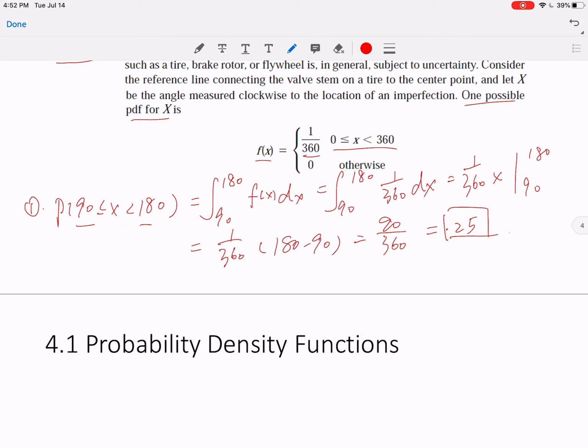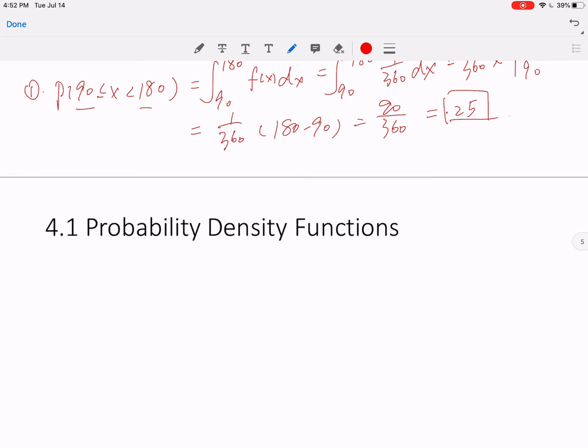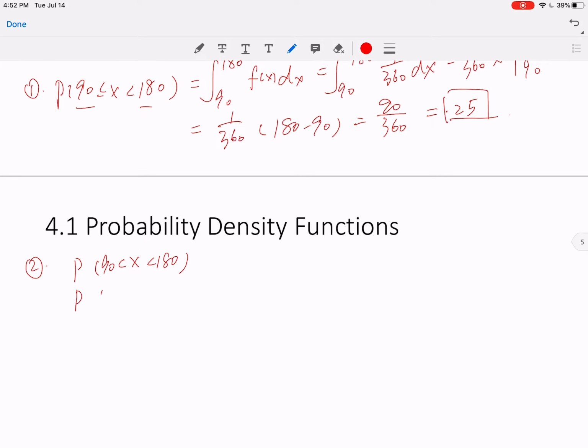That's section 1. Section 2. We want to find another 3 probabilities. One is the probability that x is greater than 90, less than 180. And then we want to find the probability that x is greater than or equal to 90, less than or equal to 180. And then we want to find the probability that x is greater than 90, less than or equal to 180.